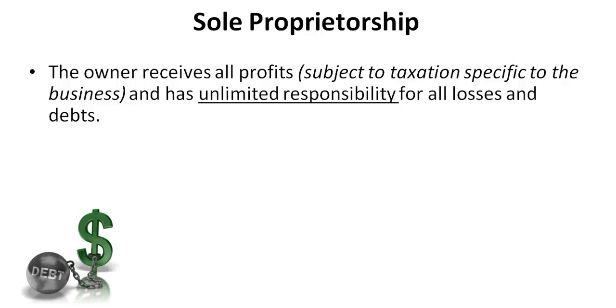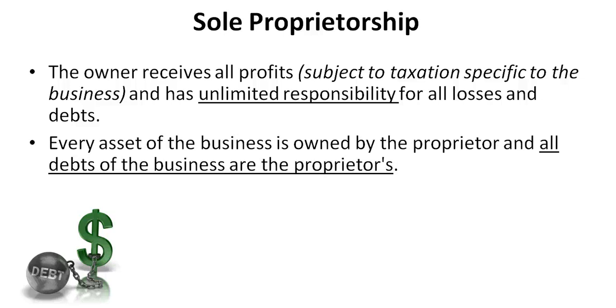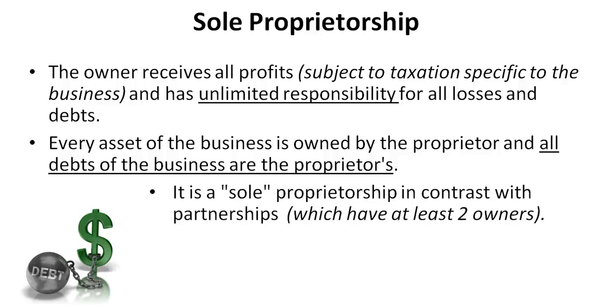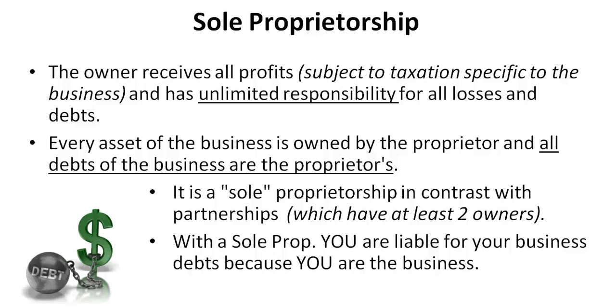With a sole proprietorship, the owner receives all profits, subject to taxation specific to the business, and has unlimited responsibility for all losses and debts. Every asset of the business is owned by the proprietor, and all debts of the business are the proprietor's. It is a sole proprietorship in contrast with partnerships, which have at least two owners. With a sole proprietorship, you are liable for your business debts because you are the business.